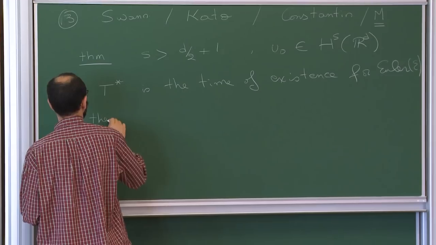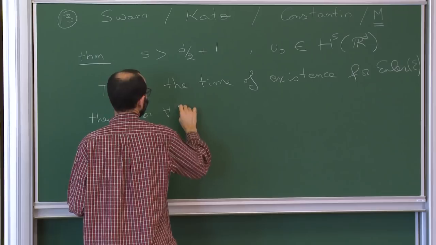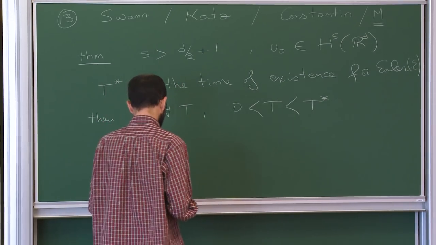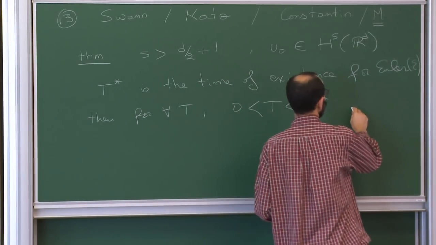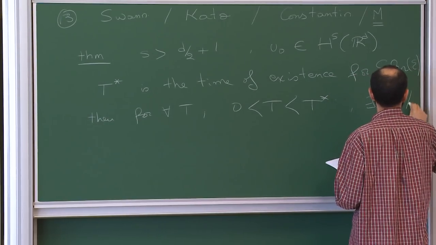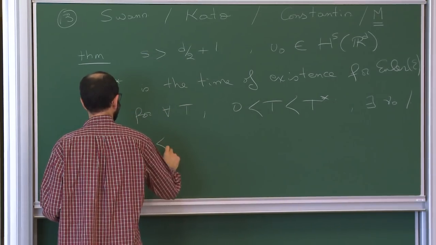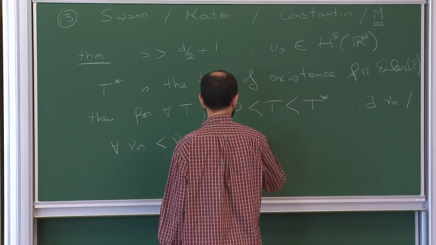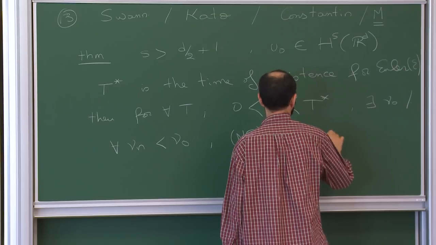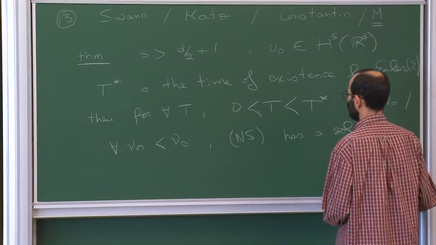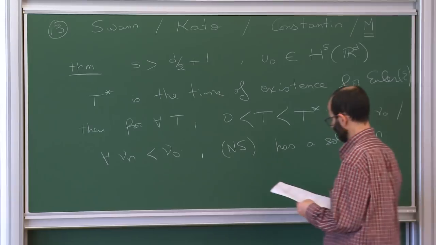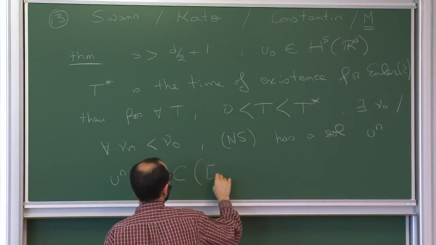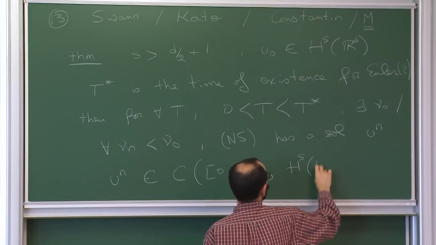So then the conclusion is that for all t, we can find nu zero such that for all nu n less than nu 0, the Navier-Stokes system has a solution un with values in HS of RD.